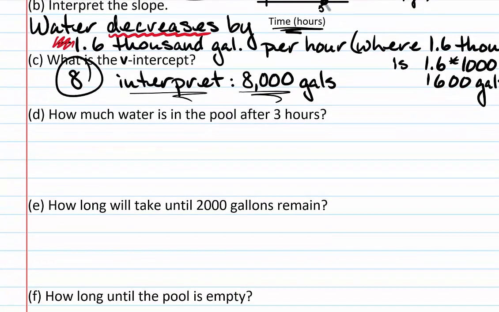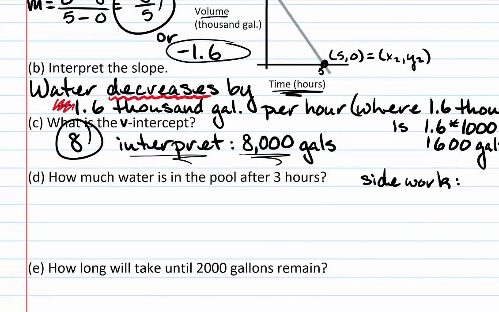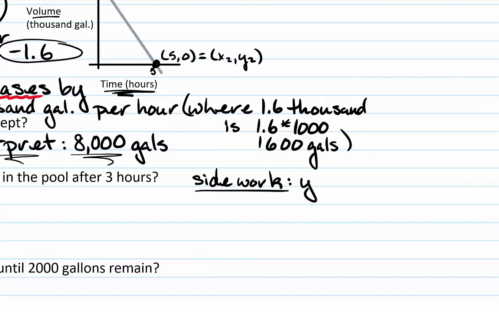How much water is in the pool after 3 hours? Well, we're going to have to do some side work before we can answer that question. You need the equation of the line to answer that question. So we have the v-intercept right there. We got our slope right here. So the equation of the line, remember that's y equals mx plus b, will be y equals negative 1.6x plus 8. So we have our equation.